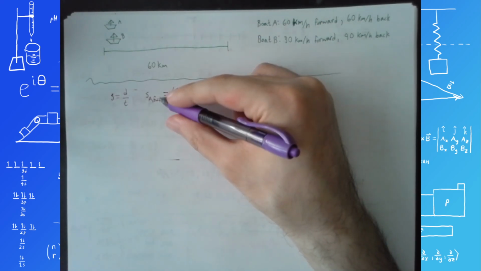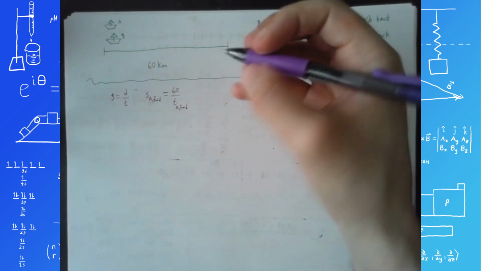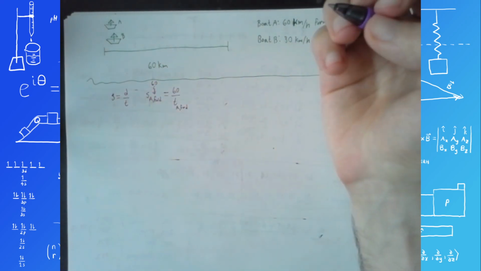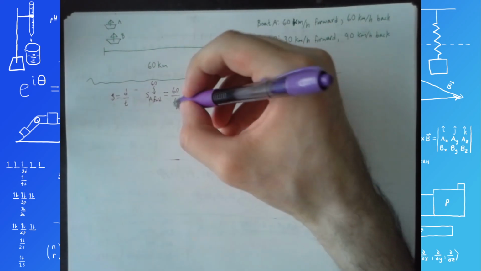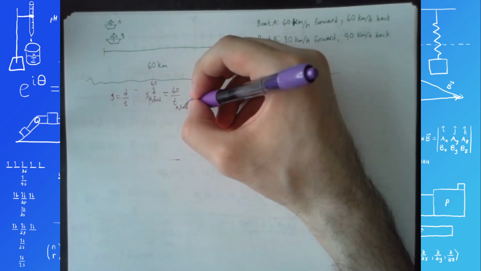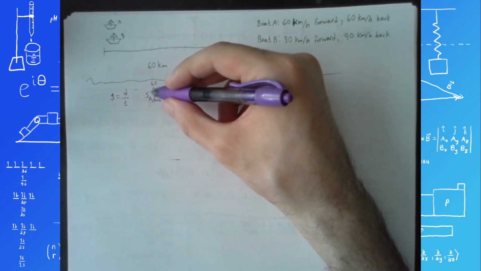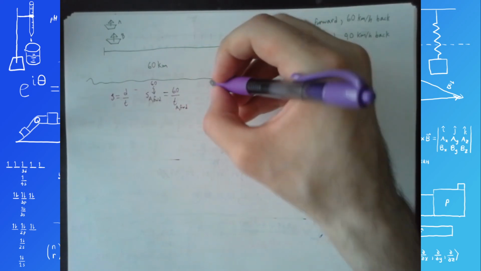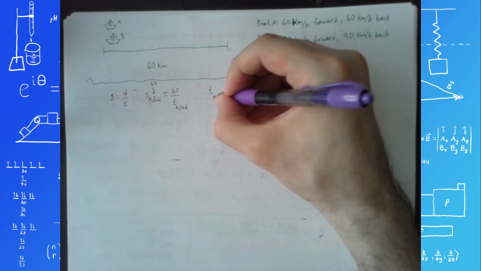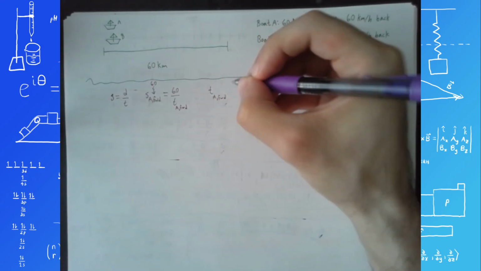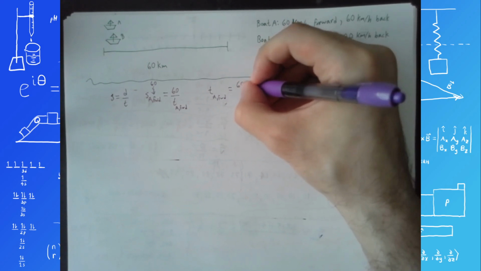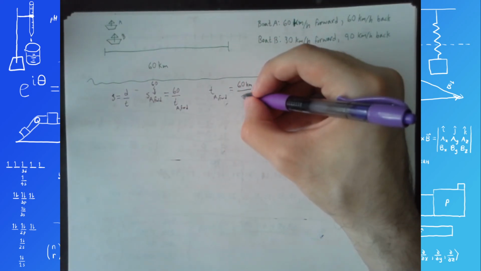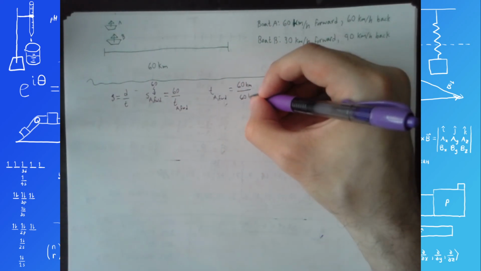So I already know the speed forward is 60, so I can go ahead and substitute this with 60. And if I do that, then multiply the time over to the left and divide this speed over to the right. So time is going to be 60 over 60. So T-A forward is going to equal 60 kilometers over speed A forward, 60 kilometers per hour.